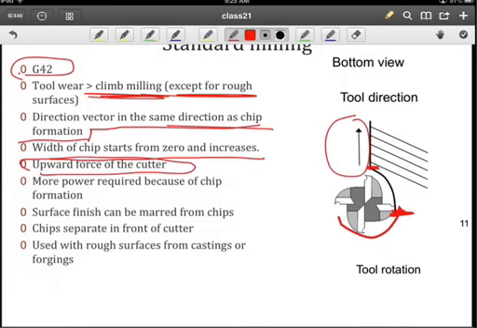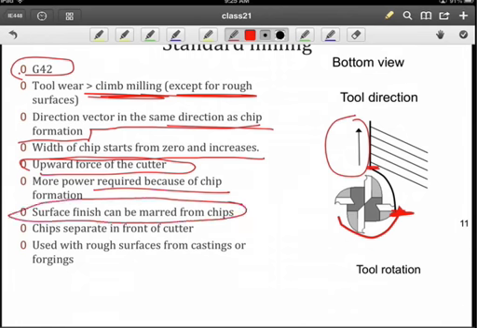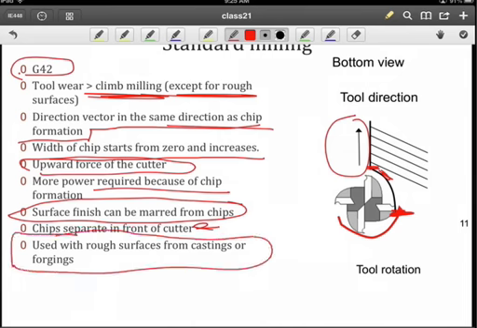More power is going to be required because of how the chip is being formed, and the surface finish can be marred from the chips themselves. So chips are going to separate from the workpiece in front of the cutting surface, and oftentimes we do this standard milling with rough surfaces such as found in sand castings or forgings.